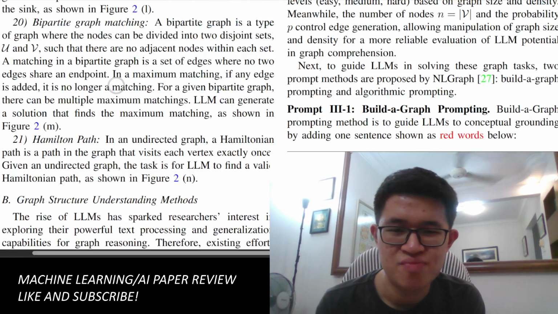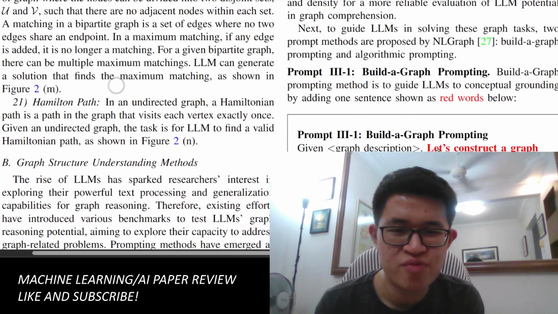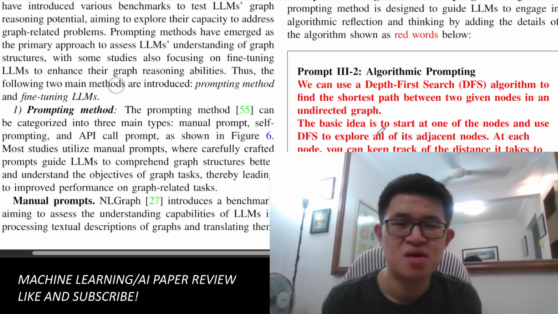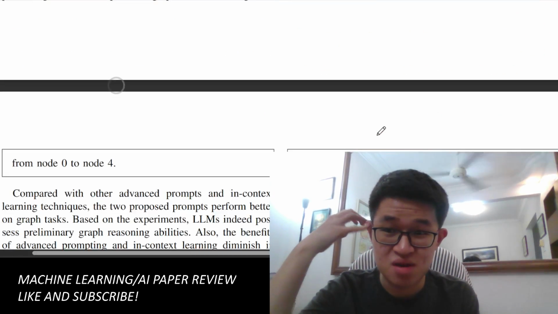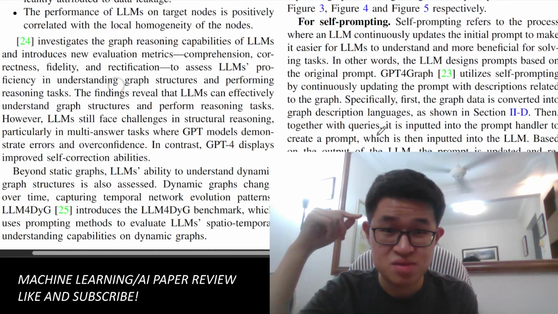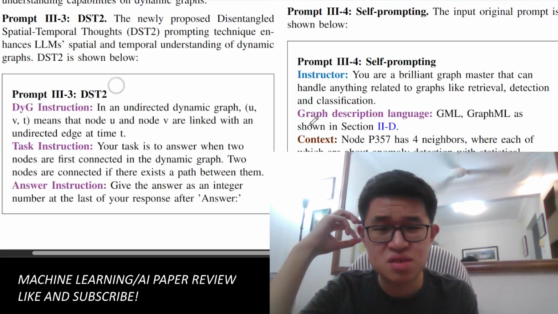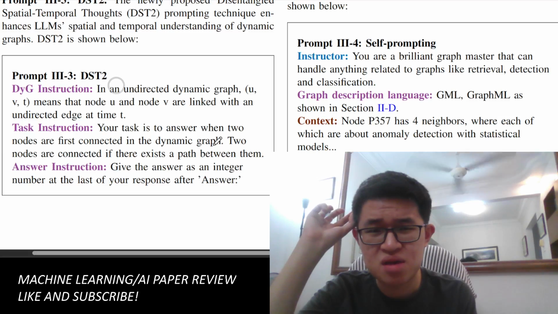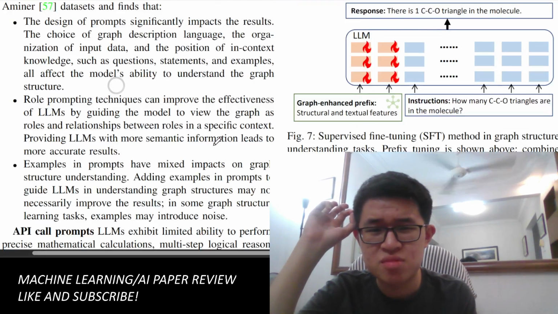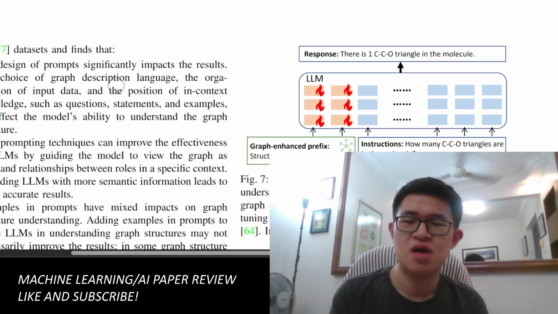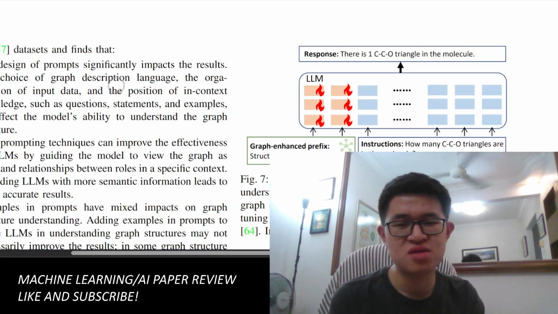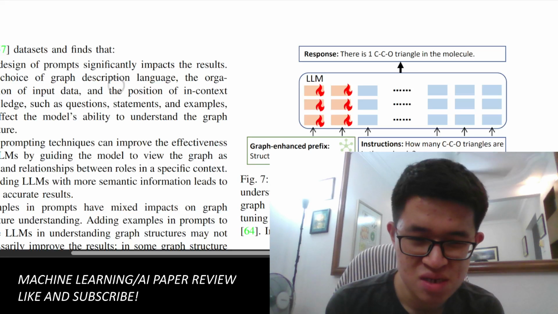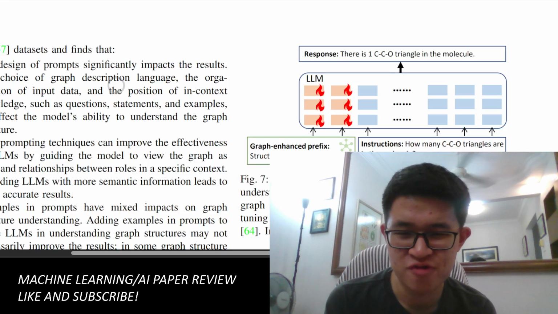Okay, and that's building a graph prompt. Algorithmic prompt. There are a lot of things here. These are some of the prompts. Okay, figure 7. Supervised fine tuning in graph understanding tasks. Prefix tuning.